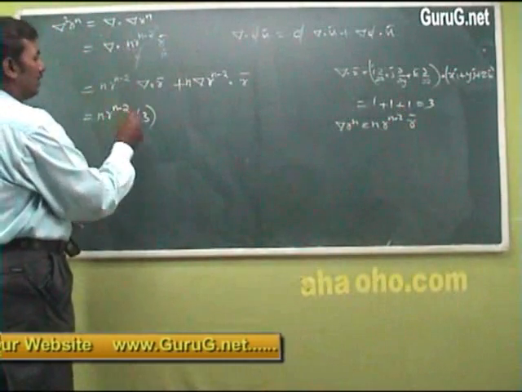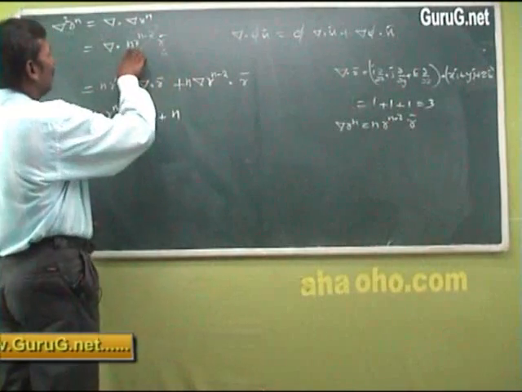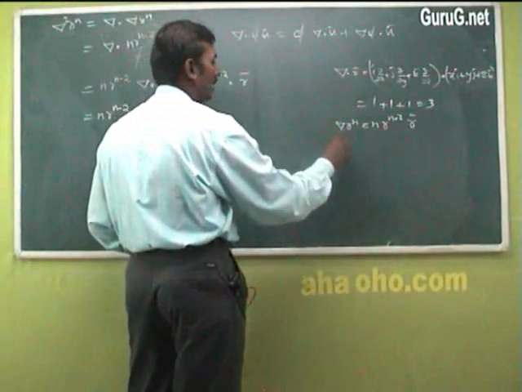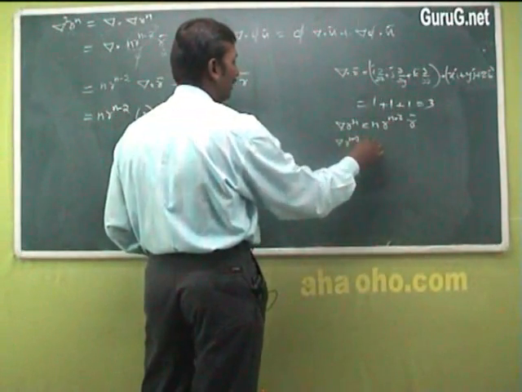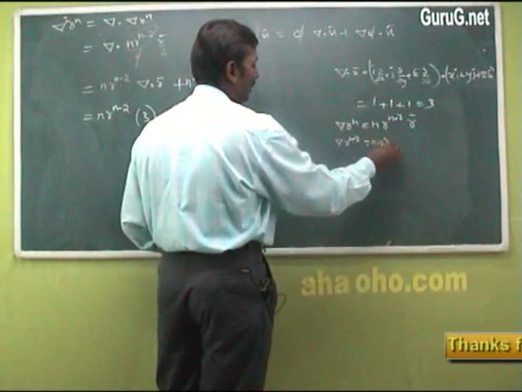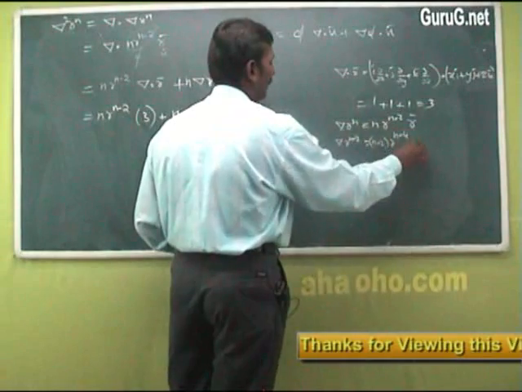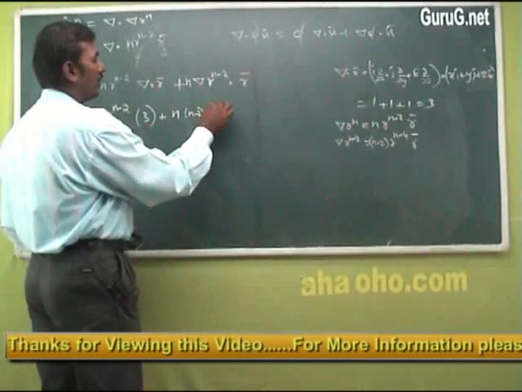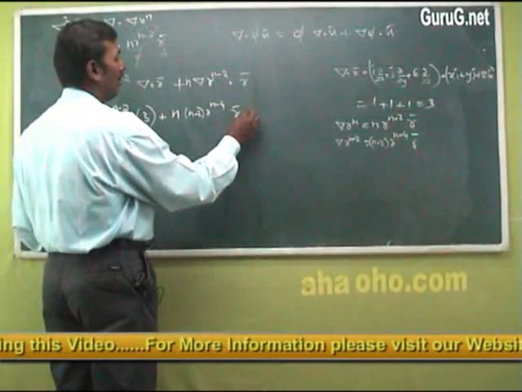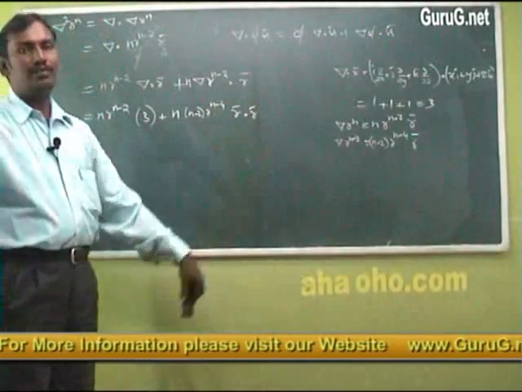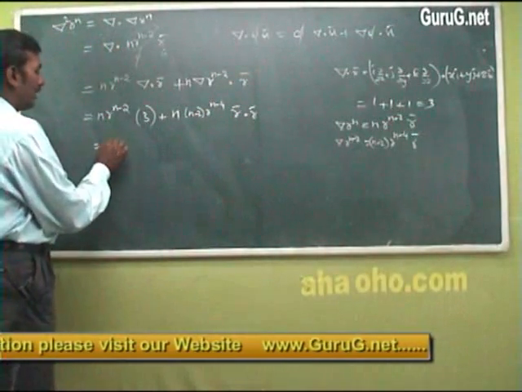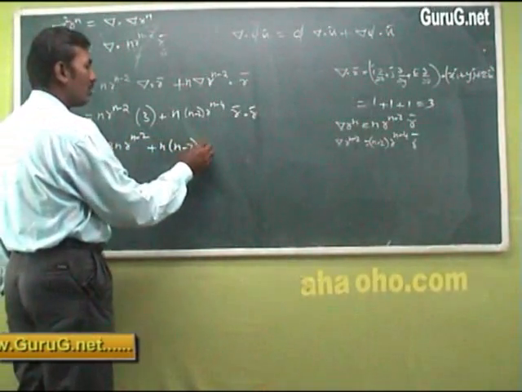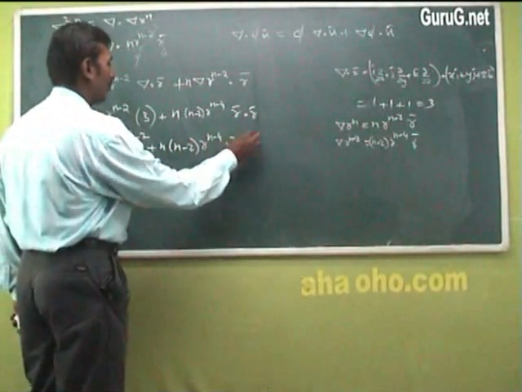So n into del dot r, which is 3, plus n into, n is a constant, so that's why I take it outside, del r power n minus 2. So you replace n by n minus 2. So n minus 2 into r power n minus 4 r vector, right? So n minus 2 r power n minus 4 r vector dot r vector. r vector dot r vector is r squared. So 3n r power n minus 2 plus n into n minus 2 r power n minus 4 r squared.